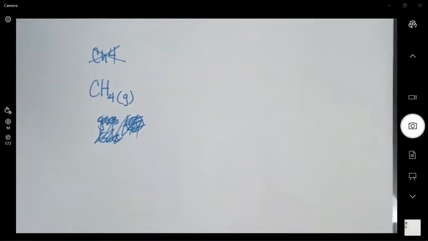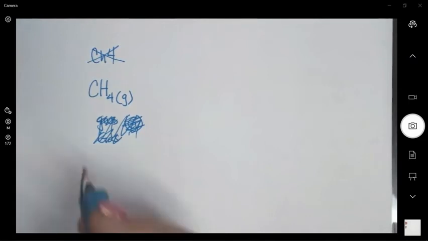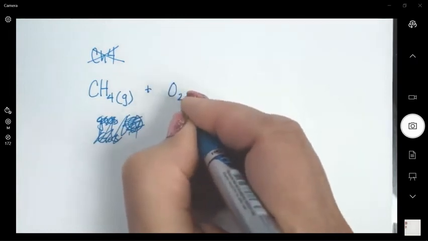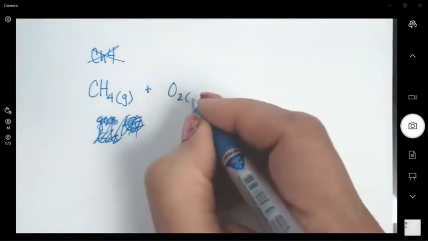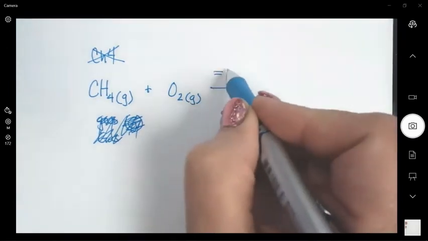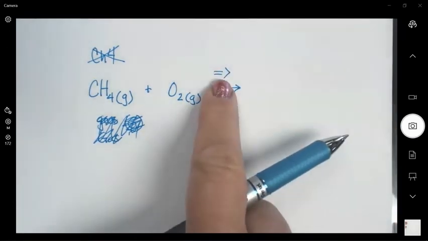So don't change it. And if you're going to change it, you better change it back before you show the work, which is just a lot more work for you. But don't change units. So CH4 plus O2, oxygen gas, arrow. This isn't an equal sign. That's not right. Don't do that.